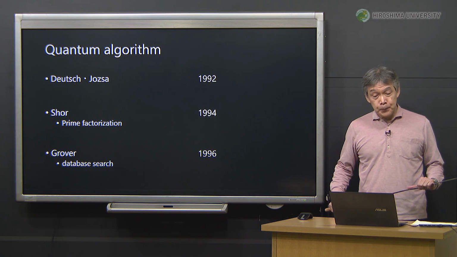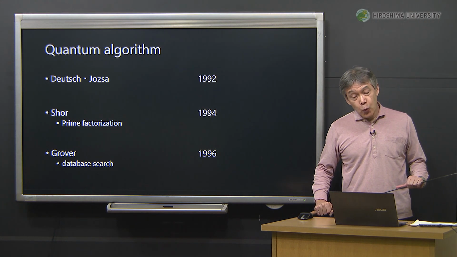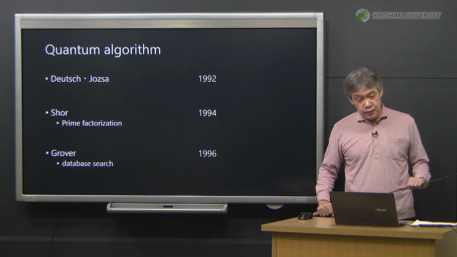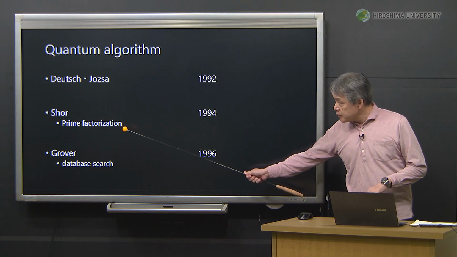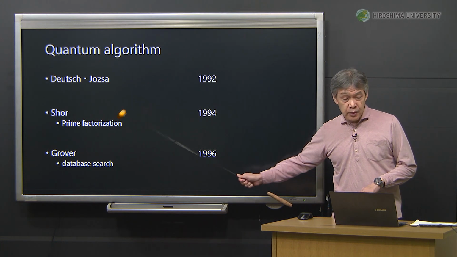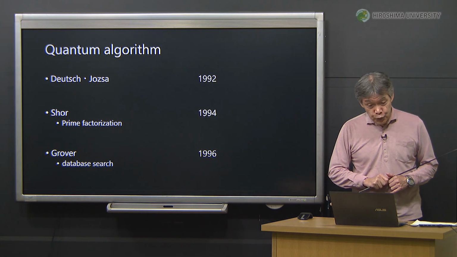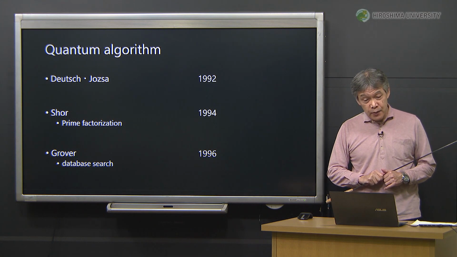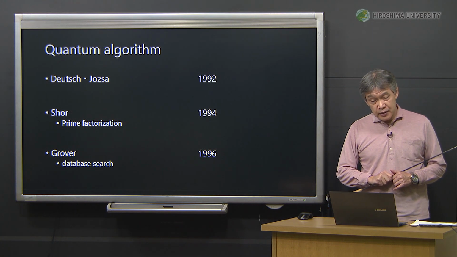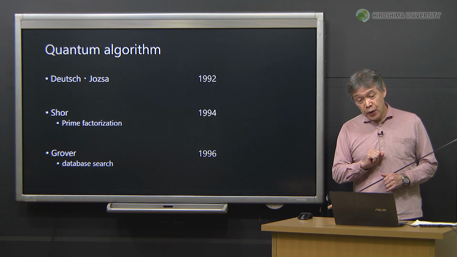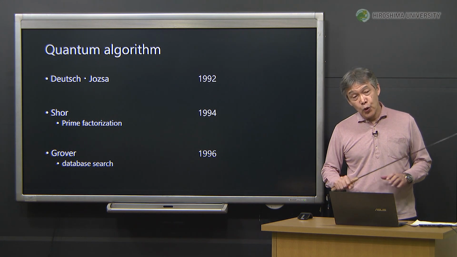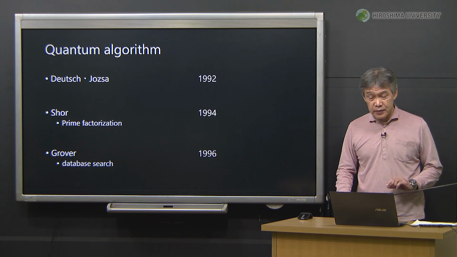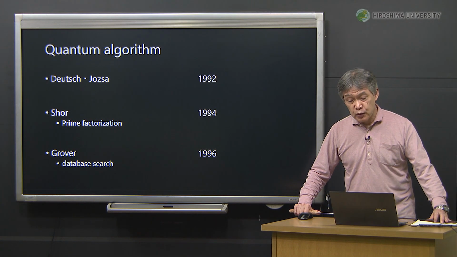Then the reason why quantum computers are attractive recently is mainly due to this second algorithm, Shor's algorithm, that is prime factorization. So I'm talking about why prime factorization is so important recently. That's related to cryptography.